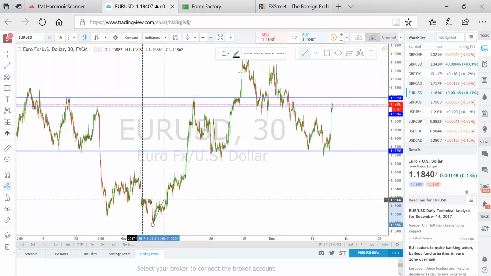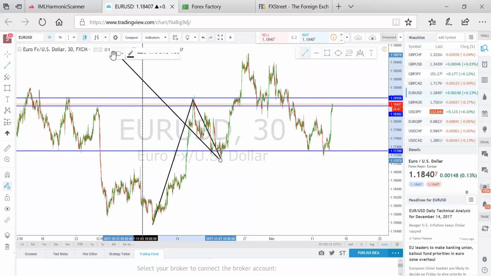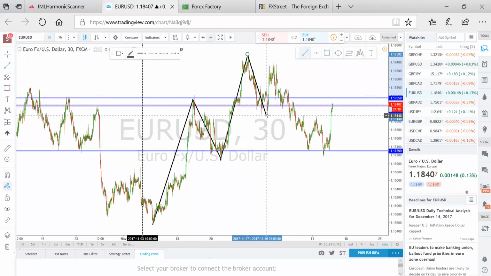You have a low, then you have a high, then you have a higher low, then you have a higher high. Let me move this. Then you have a higher low. But I guess price did not make a higher high here. But then you watch this. Price just came all the way down. Looks like it made almost 100% here.